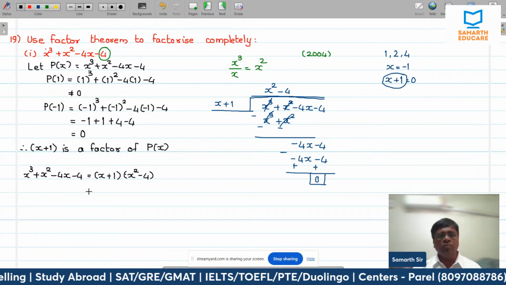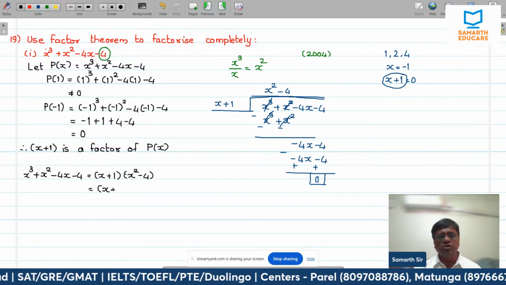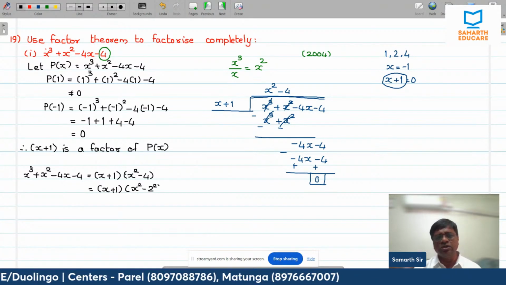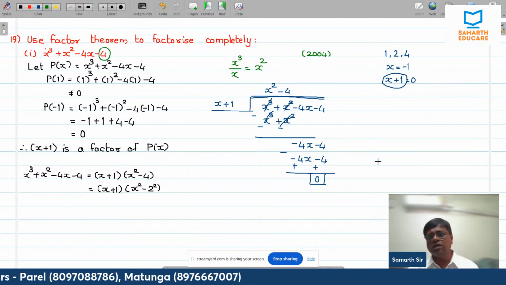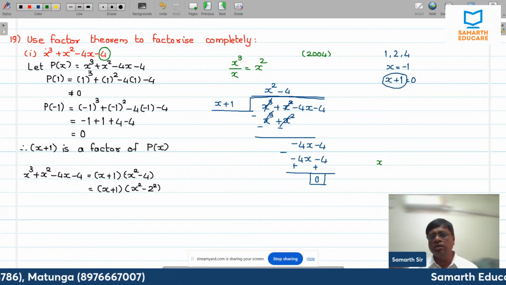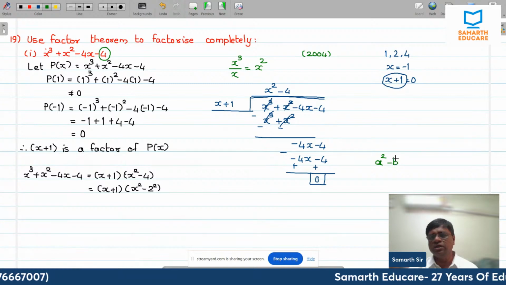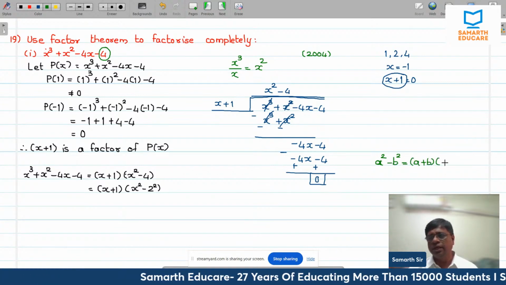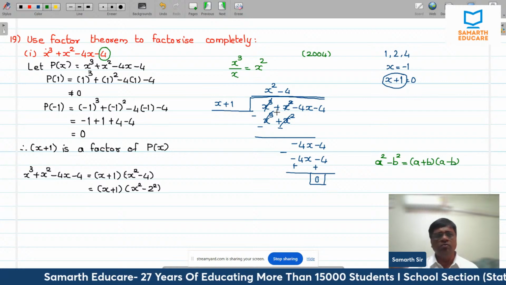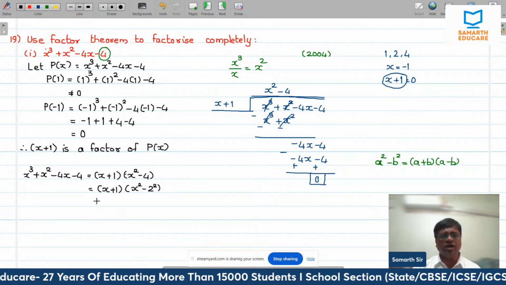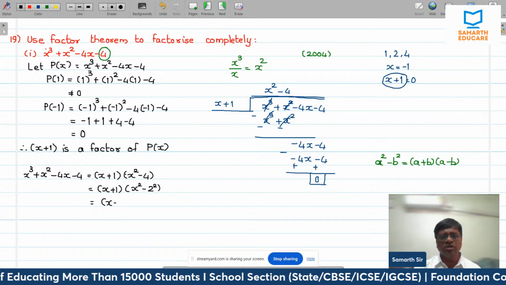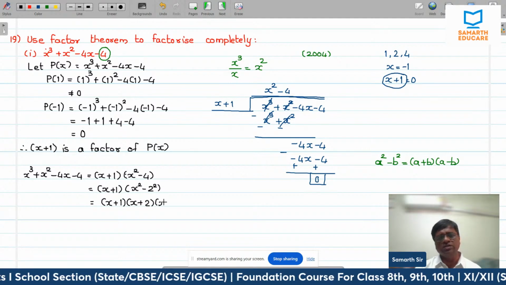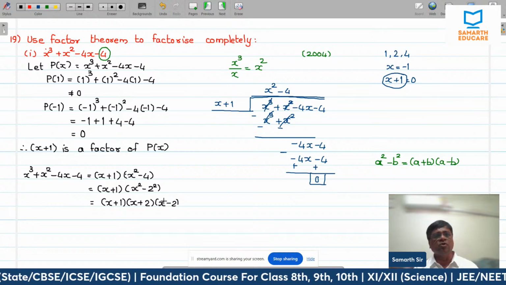All right. Now if you observe this, x square minus 4 can be written as x square minus 2 square. Again, these are algebraic identities: a square minus b square can be written as a plus b into a minus b, right? So this can be further factorized as x plus 1 into x plus 2 into x minus 2. This was comparatively an easy problem.